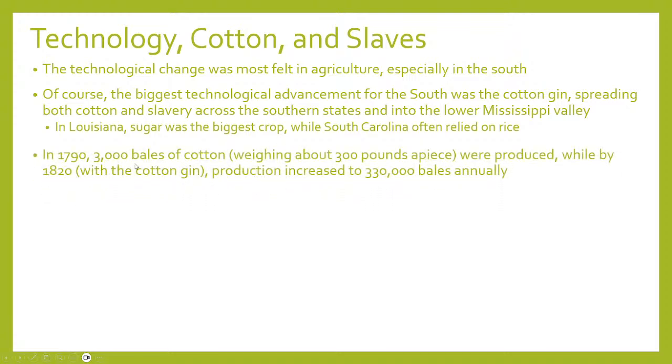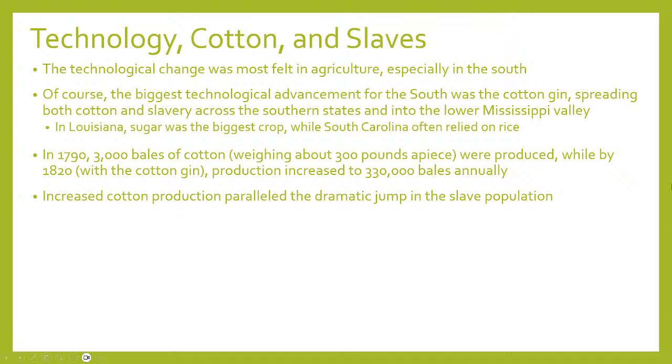In 1790, 3,000 bales of cotton per year. Each bale weighed about 300 pounds. By 1820, after the cotton gin had been introduced, production had jumped up to 330,000 bales. So, yeah, that's a bit of an increase.